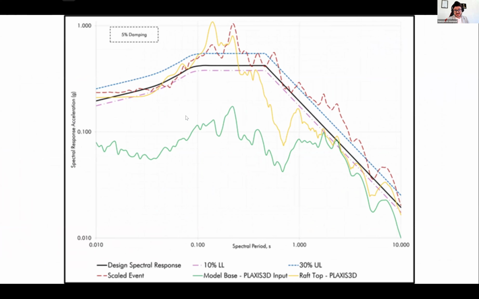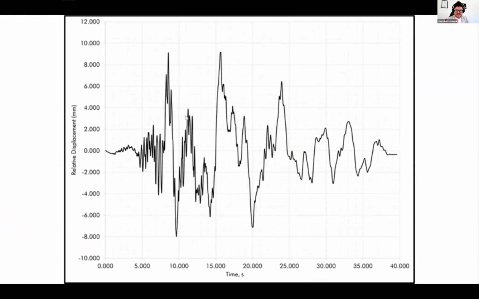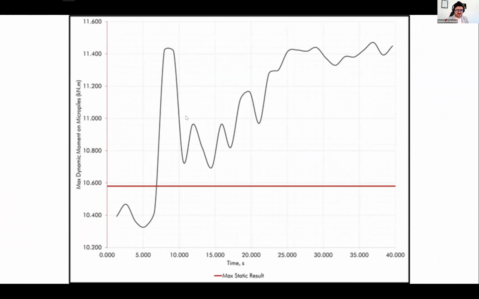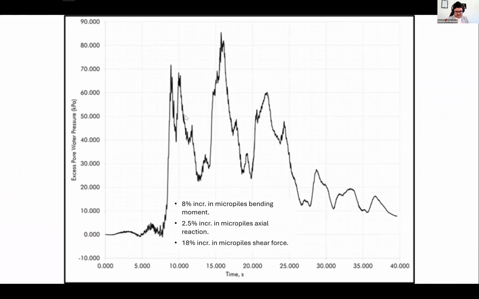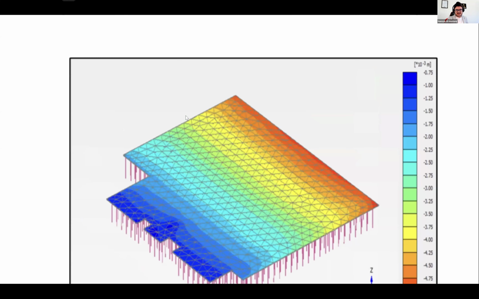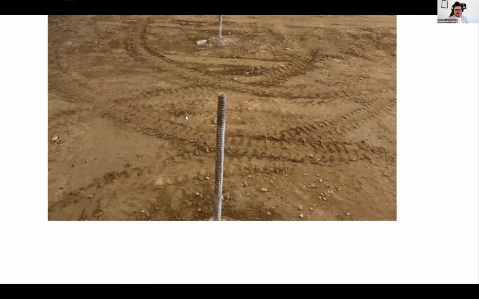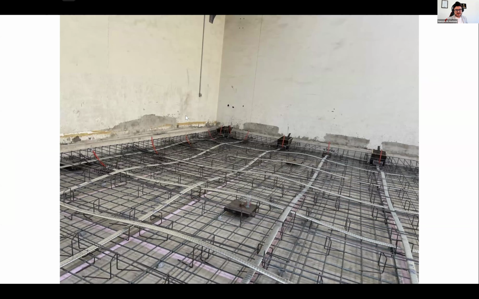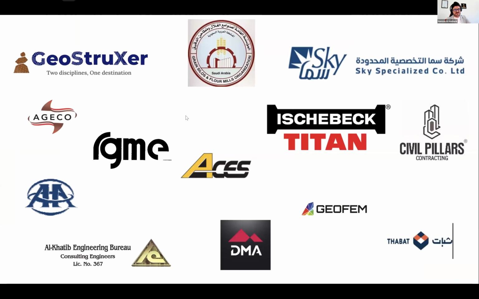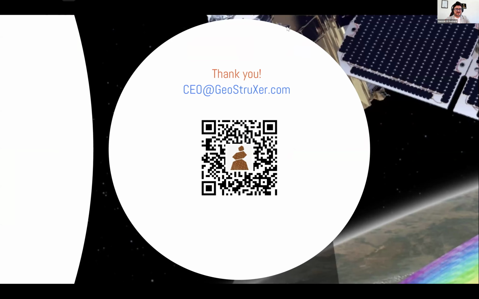From an event from USA, actually, because unfortunately we couldn't find publicly available seismic data regarding Saudi Arabia. And we got the response of the micropiles and the raft system. Excess pore water pressure, of course, we used here HSS, which is not the best to capture the excess pore water pressure, the transient. And these are the steps for the micropiles, the post tensioning, reinforcement, concrete, and that's it. So thank you.